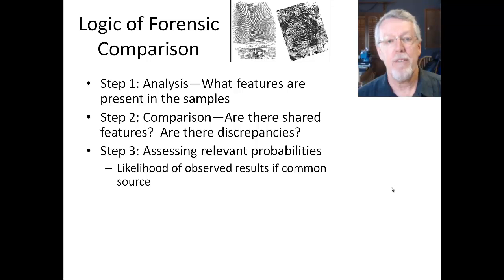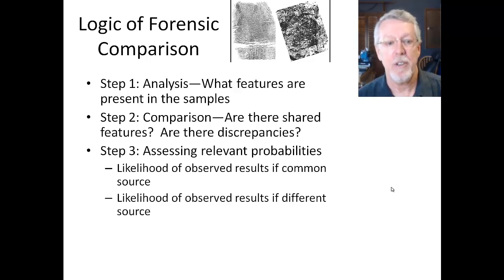But if the discrepancies are not so great that the probability of the observed results is 0 under the hypothesis of the same source, the examiner has to consider, how likely is it that I would get that result? And the examiner also has to consider a second question. How likely is it that I would get the results I observed if the items have a different source? That is, how likely is it that somebody else from the relevant population would have those same features? What's the likelihood I would observe that if it wasn't from the person in question, but was from somebody else?